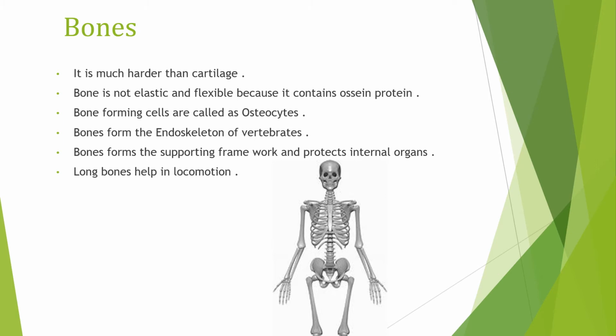Now this bone marrow is soft tissue and forms what? Blood cells. So the blood cells are formed in the bone marrow. The bone-forming cells are called osteocytes. Now this bone forms the endoskeleton of the vertebrate and it forms the supporting framework and protects the internal organs. These long bones help us in locomotion. So this was about the skeletal connective tissue.